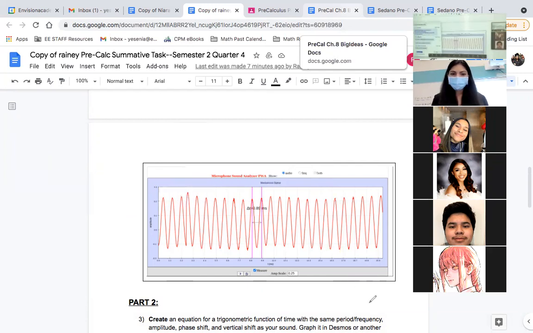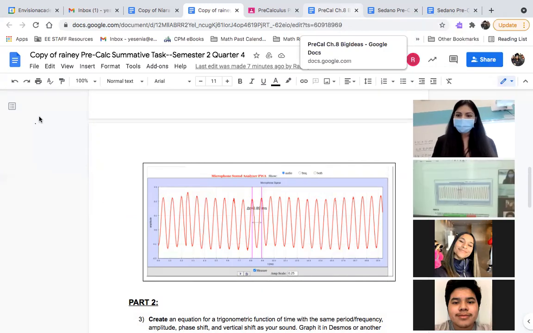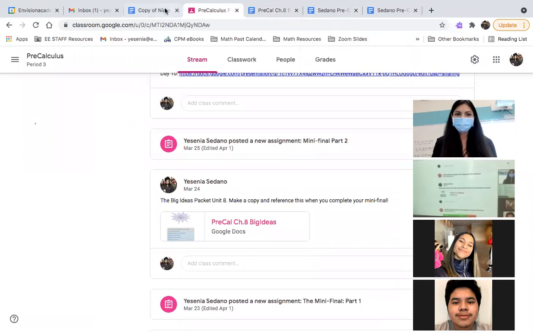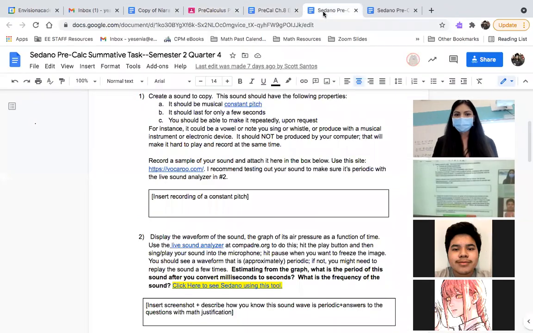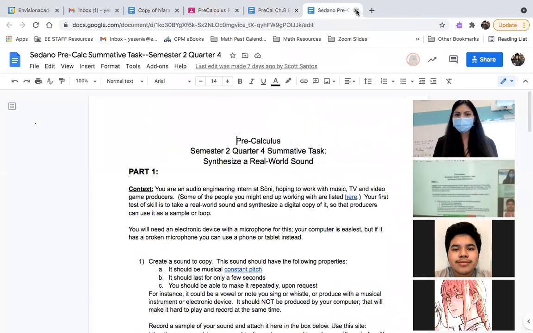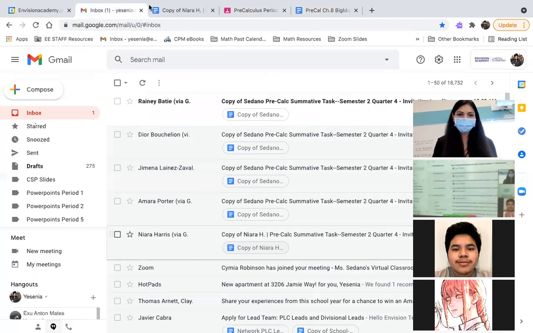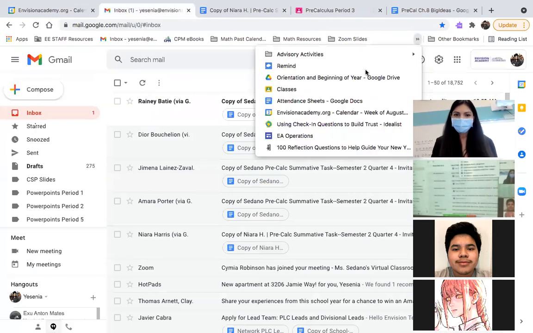Awesome. So let me just clear my screen. Hello, AP Calculus. Let me just open up a copy of our mini final, or I'm assuming that's what we're here for. Yes, the mini final work.